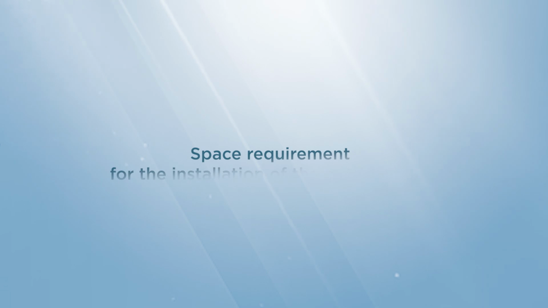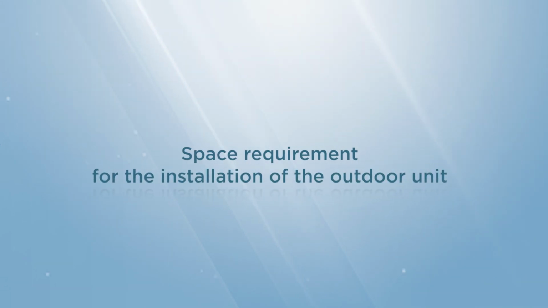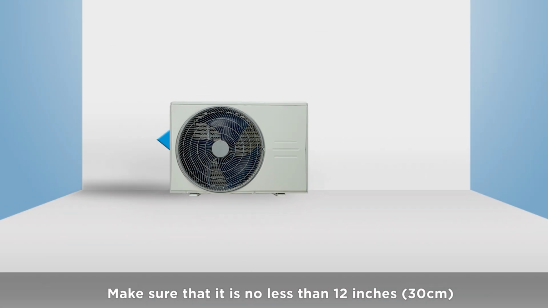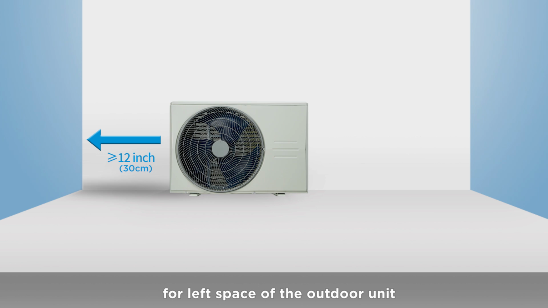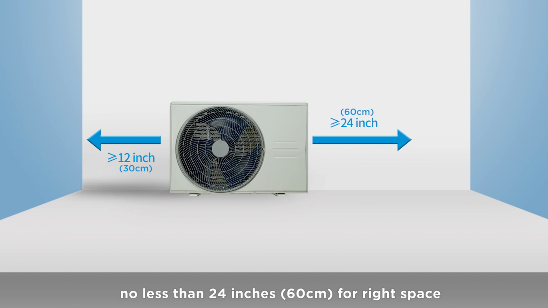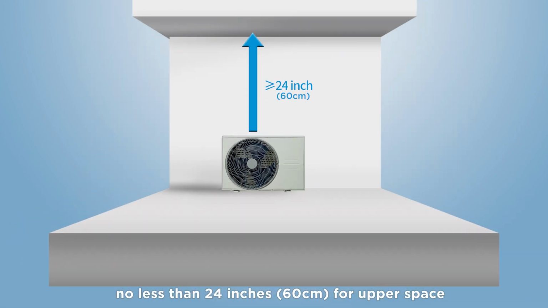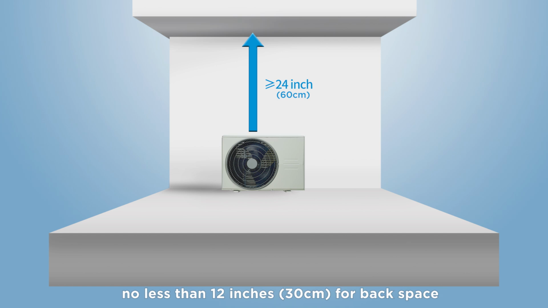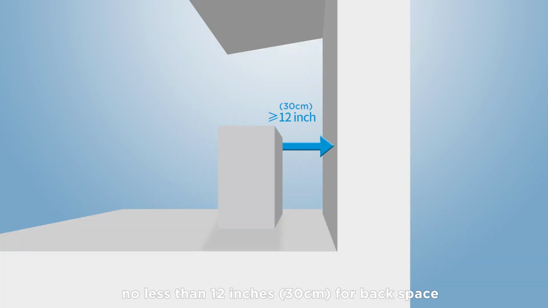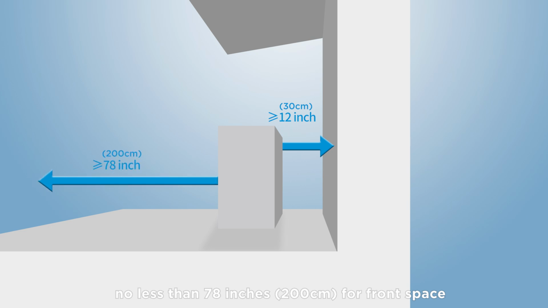Space requirement for the installation of the outdoor unit. Make sure that it is no less than 12 inches, 30 centimeters, for left space of the outdoor unit, no less than 24 inches, 60 centimeters, for right space, no less than 24 inches, 60 centimeters, for upper space, no less than 12 inches, 30 centimeters, for back space, no less than 78 inches, 200 centimeters, for front space.